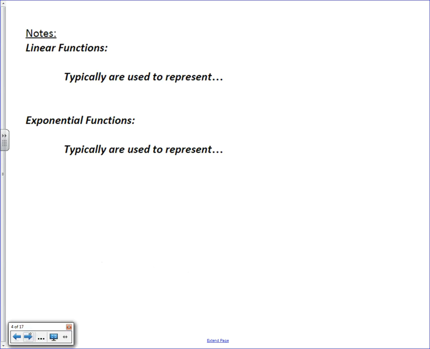This is the good stuff for today. This is what we're going to be talking about. So it says a linear function. Guys, what does the word linear mean? A straight line. And what kind of equations are straight lines? What form are they in?